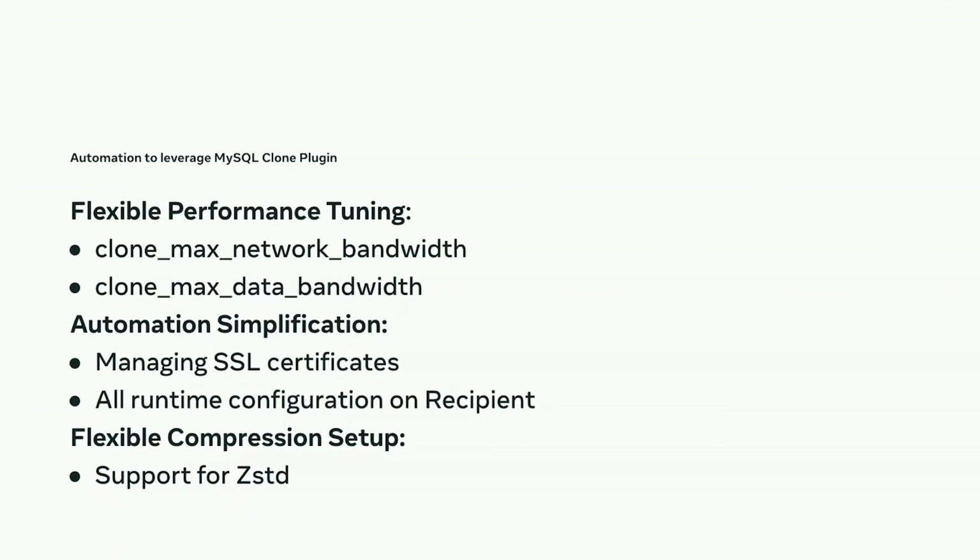Clone plugin also provides compression natively. Currently, it provides compression using zlib. So we are adding support for Zstandard in clone plugin. This is basically again adding a couple of variables to pick the Zstandard compression algorithm, and if you're using Zstandard, to use a particular compression level for it.